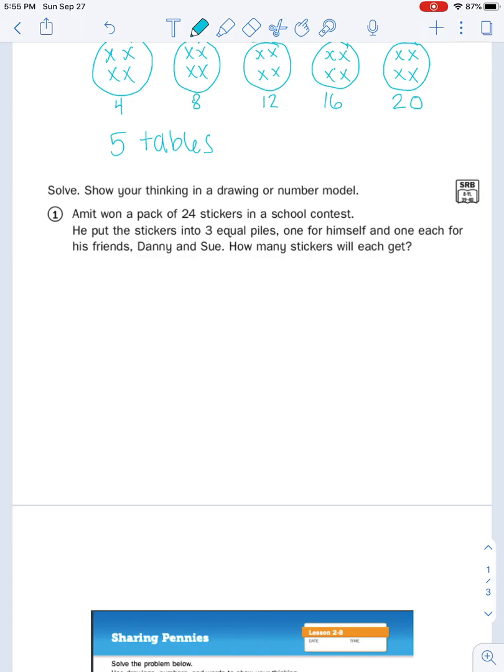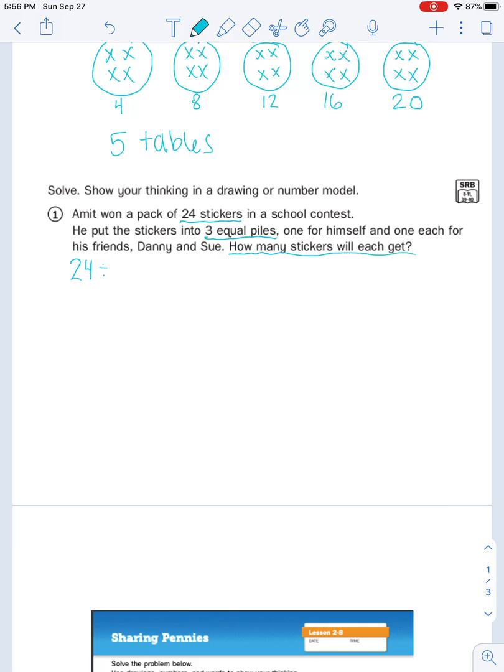Okay, well, let's underline our important things. So he won a pack of 24 stickers. We're gonna underline 24 stickers because that's our total number. And when I see the total number, that's always gonna be our first number in our division problem. Okay, next it says he put the stickers into 3 equal piles, 1 for himself and 1 for each of his friends, Danny and Sue. Okay, well, we know the most important part in that sentence is the 3 equal piles.